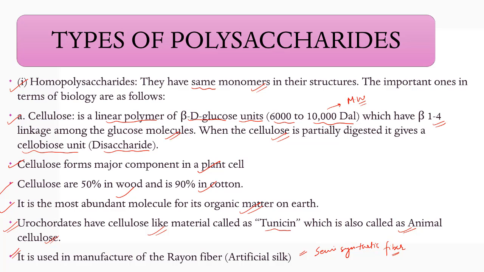For example, cellulose is a linear polymer of beta D glucose units, molecular weight 6,000 to 10,000 daltons, which have beta 1,4 glycosidic linkage. The molecules of glucose are arranged in a straight chain and combine with the glycosidic linkage. There is no branching. When partially digested, it forms cellobiose. Tunicin is the cellulose-like material secreted by urochordates, which is also called animal cellulose.